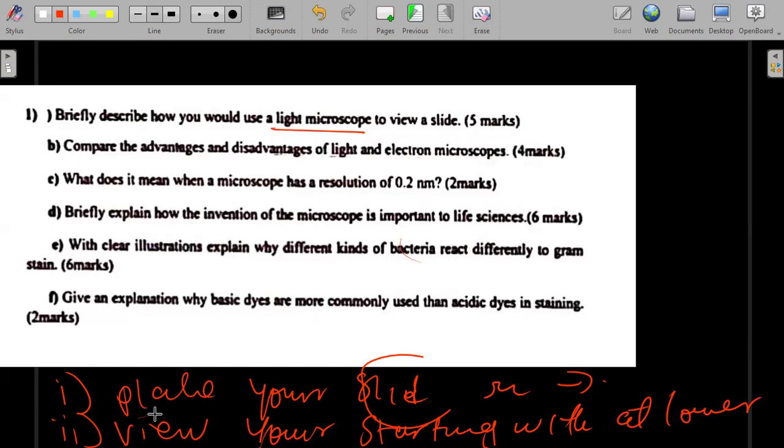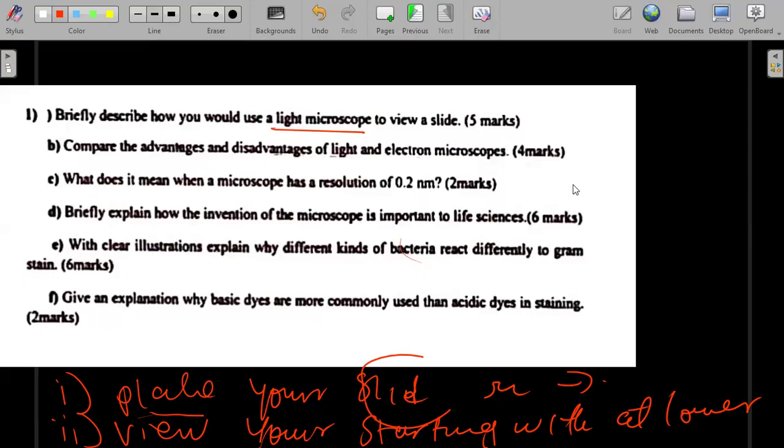So the first step, we said we place our slide on the stage so that it is over the source of light, which is an illuminator. Then the second step, we said we start viewing our microscope. We start with the low power. So as you are moving, you'll be increasing. You can start at times 4 in terms of magnification. You can also start at times 10. Those are low powers. Okay. So that's the second step you do. What's the first step?